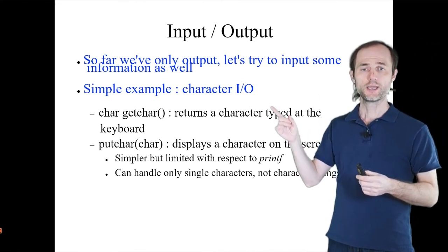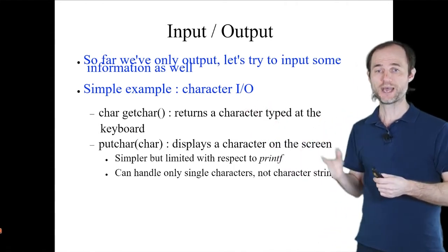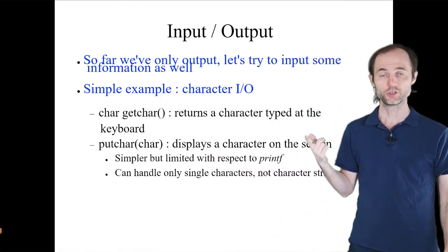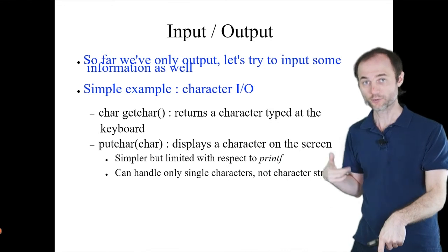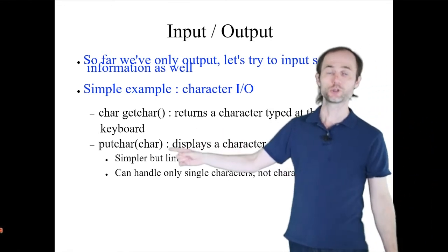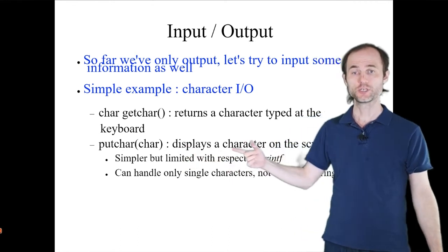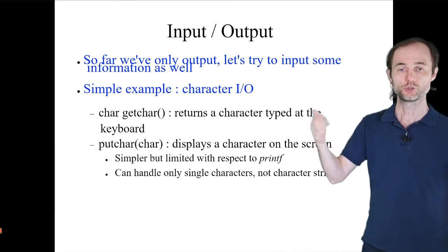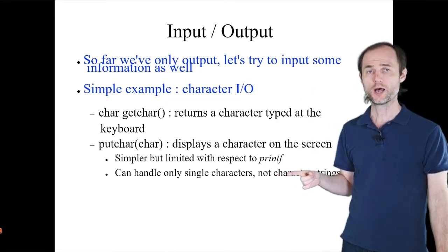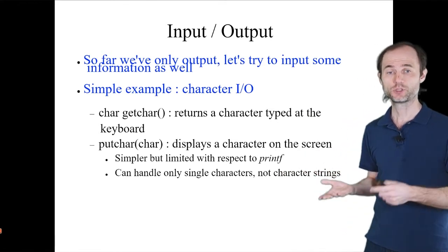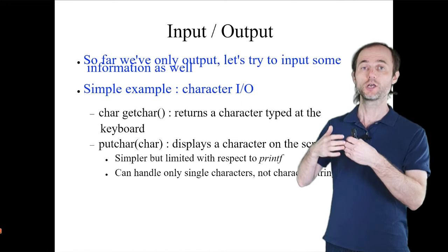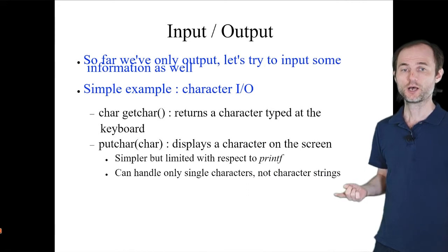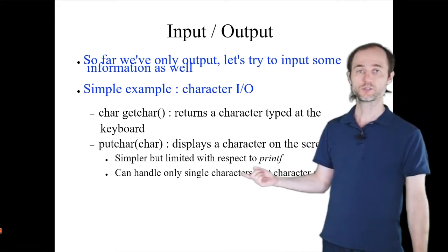So let's explore character input-output. This we can do through a call to getchar. It returns a character that you tapped on the keyboard. In order to output something to the screen, you can use putchar, which puts the character that you supplied as an argument onto the screen. This is much simpler than printf. It also has much more limited functionality because printf spits out an entire string on the screen, whereas here we would have to spit out characters one by one. It can't handle a string, it can only handle a single character.